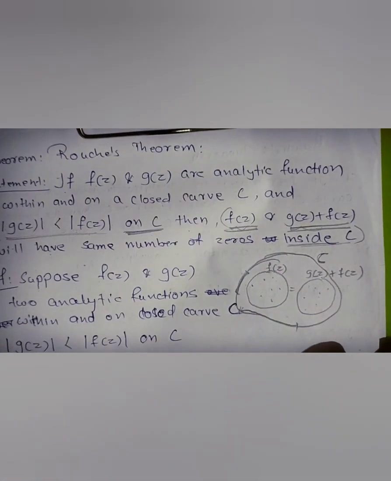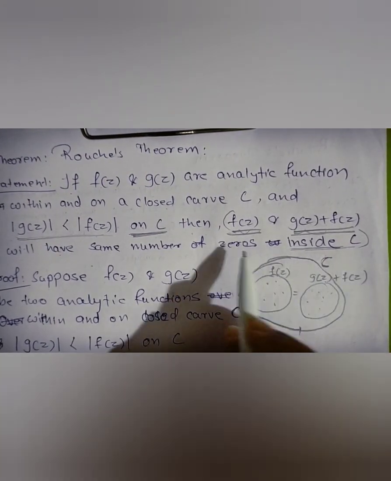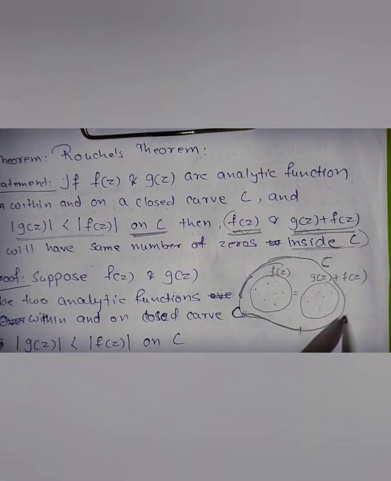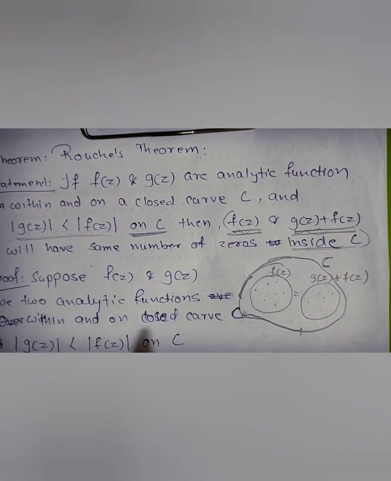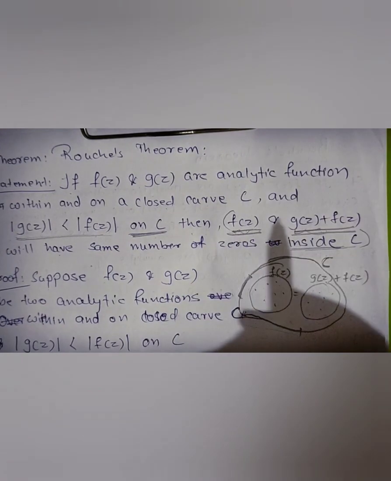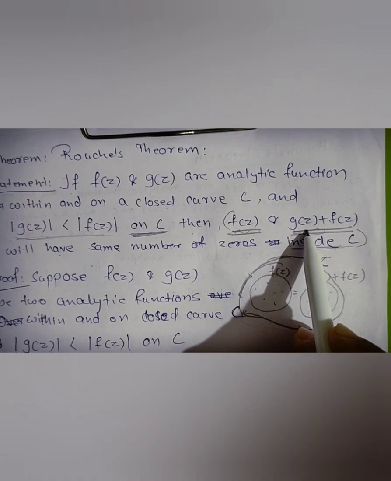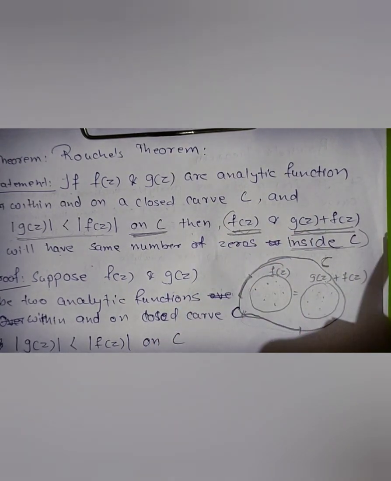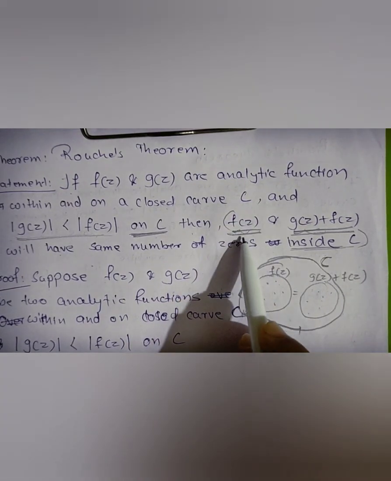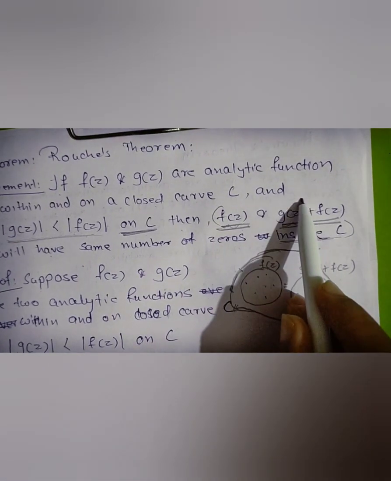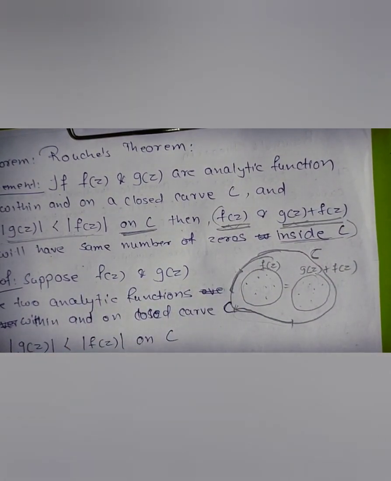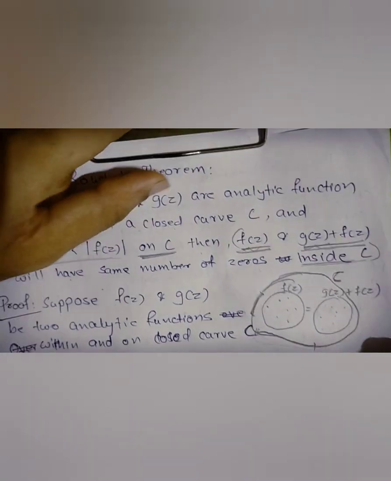So let's move on to the main part of this theorem. We have just proved that these two functions do not have any 0 on this curve C. So now the main theorem comes in. We just need to count some zeros for f of z, and count some zeros for this function g of z plus f of z. And what should we arrive at? We should arrive at the final answer that the number of zeros that we counted for f of z and the number of zeros for g of z plus f of z are equal in number. So let's proceed straight away to that proof.